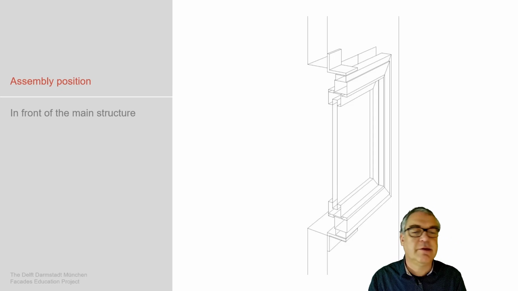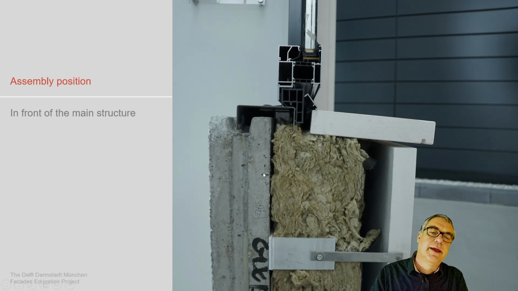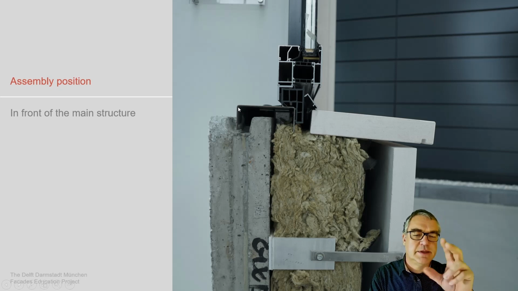Why do we do that in front of the main structure? When we go to the detail, we'll see this is main structure and this is insulation. Again, the window is brought in the position where the insulation main line is appearing. So the insulation main line happens here. The window has to stay in this position, so it needs to be somehow cantilevered from the main structure. We see the brackets in a minute in some slides.